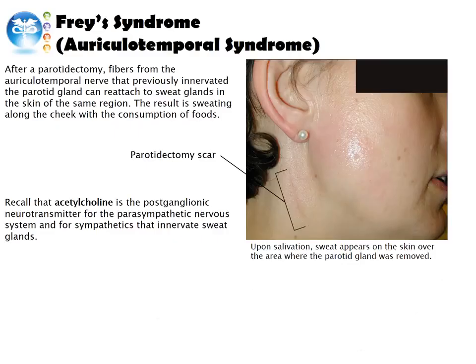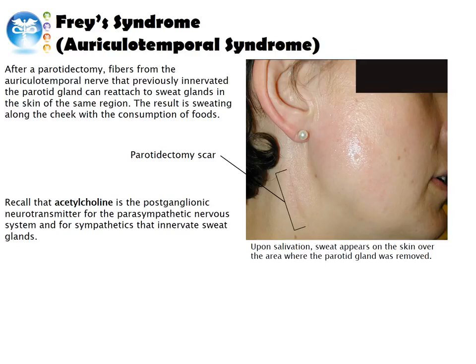And speaking of the auriculotemporal nerve, there is actually a syndrome associated with it called Frey's syndrome, or auriculotemporal syndrome. After a patient has had a parotidectomy, the auriculotemporal nerve will regenerate, and the fibers of this nerve can attach themselves to sweat glands in the skin of the cheek. When the patient eats, instead of the auriculotemporal nerve stimulating salivation on the side where the parotid gland was removed, it instead stimulates sweating.